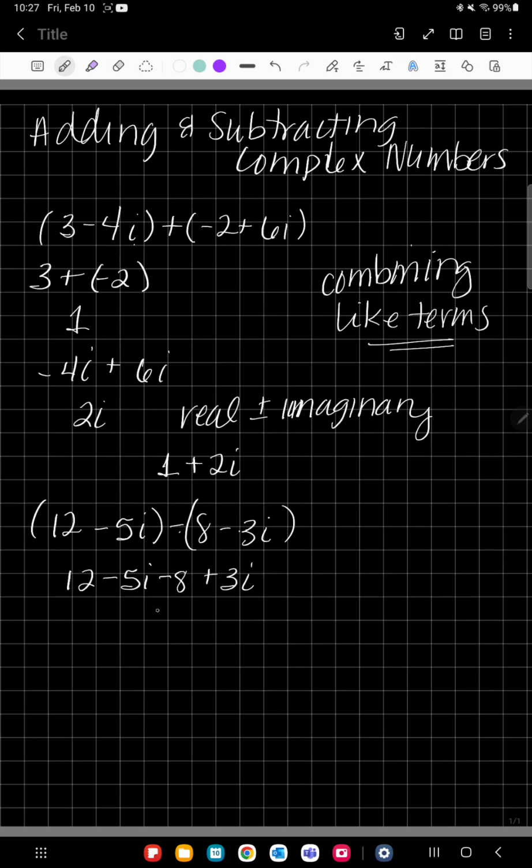Now again, I can combine my like terms. 12, that's a positive 12, and negative 8. 12 minus 8 is 4, and minus 5i plus 3i is negative 2i. So I think you get it. I'm pretty sure you're good with the adding and subtracting of complex terms, right?